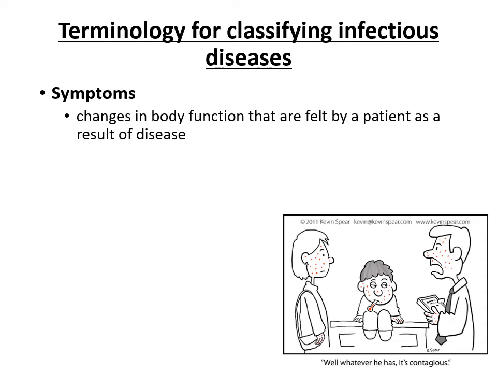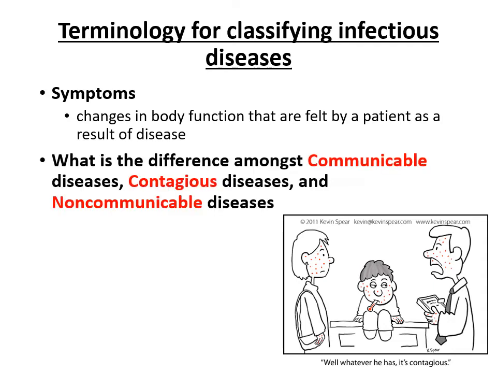Then we get to the next terms, and these terms are communicable, contagious, and non-communicable. Okay, all three describe infectious diseases, and you have to know the difference amongst them, as well as the examples of them. So first up, we have communicable diseases. Communicable diseases means that the disease can be spread from one host to another, but that it won't be that easily or quickly spread. So, for instance, the way to better understand this is to think of the examples.